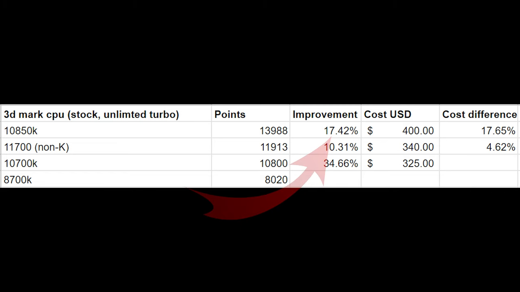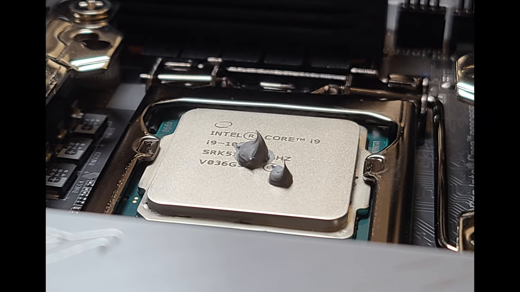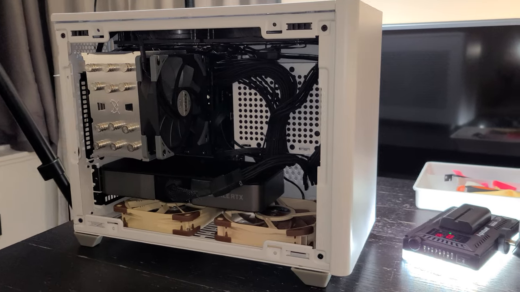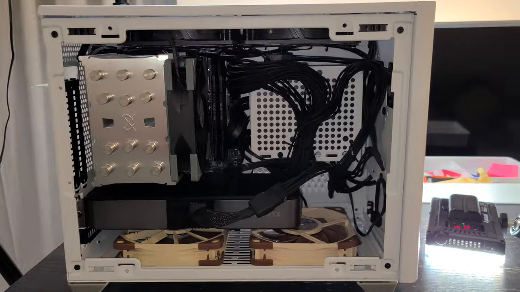Lastly, the i9-10850K absolutely destroys by beating the 11700 by 17%, which is expected because the i9 costs about 17% more over the 11700. And of course, we can overclock the 10850K to get even better performance, but that would require much better cooling in my small form factor build.